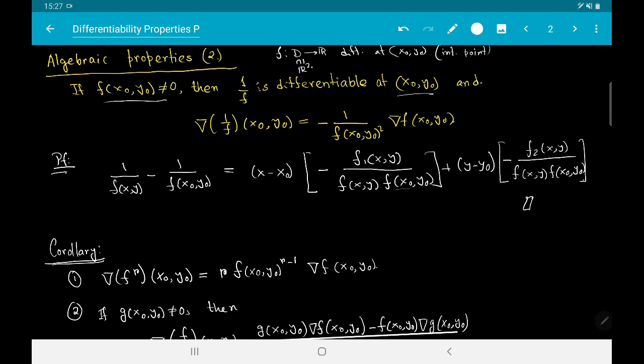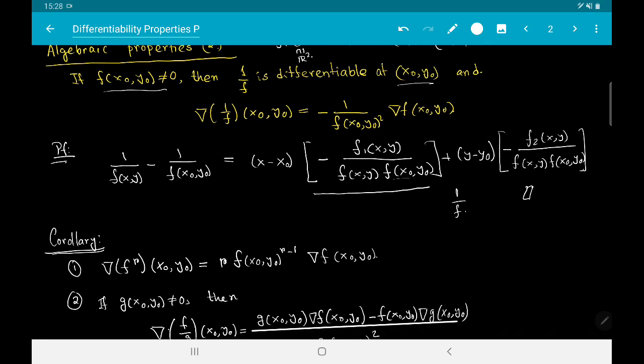So a simple calculation shows us that this pair, minus f1 xy divided by fxy fx0 y0 and minus f2 xy divided by fxy fx0 y0, gives me a pair of increment functions for the function 1 by f. And again, using our increment lemma, or the sufficient condition that comes from our increment lemma, we can claim that the function 1 by f is differentiable.